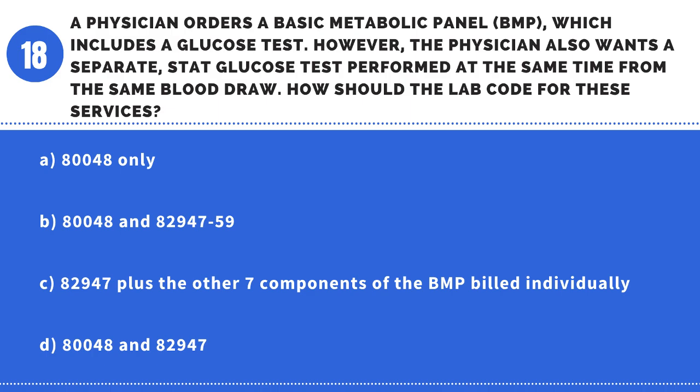Question 18. A physician orders a basic metabolic panel, BMP, which includes a glucose test. However, the physician also wants a separate, stat glucose test performed at the same time from the same blood draw. How should the lab code for these services? A. 80048 only. B. 80048 and 82947-59. C. 82947 plus the other 7 components of the BMP billed individually. D. 80048 and 82947.